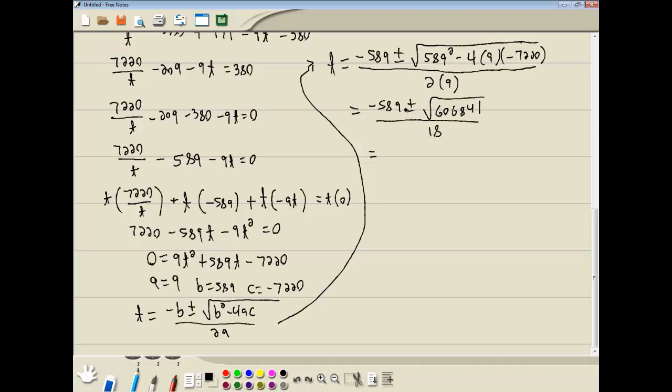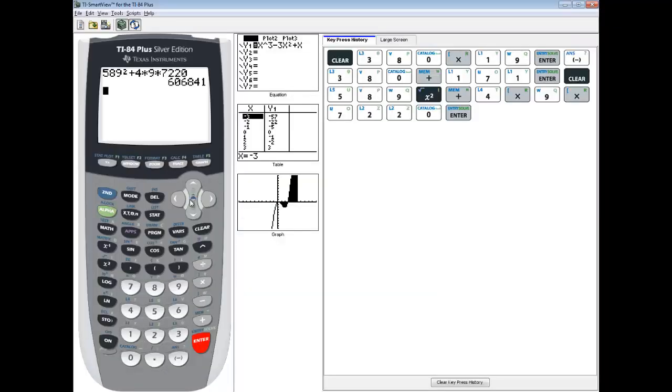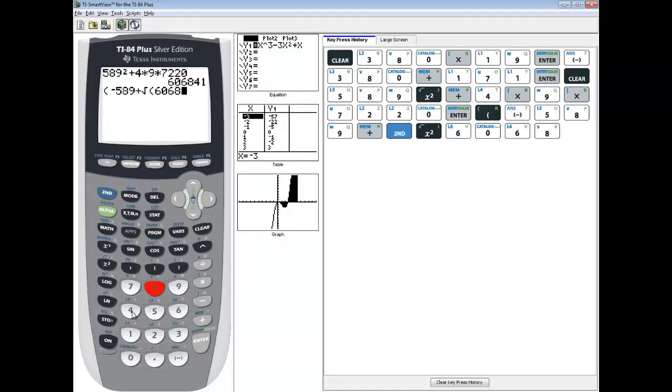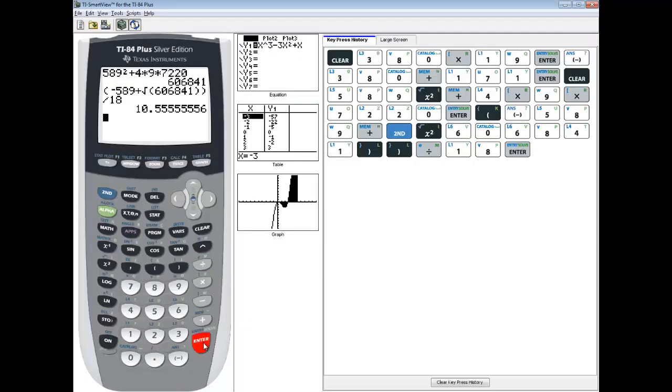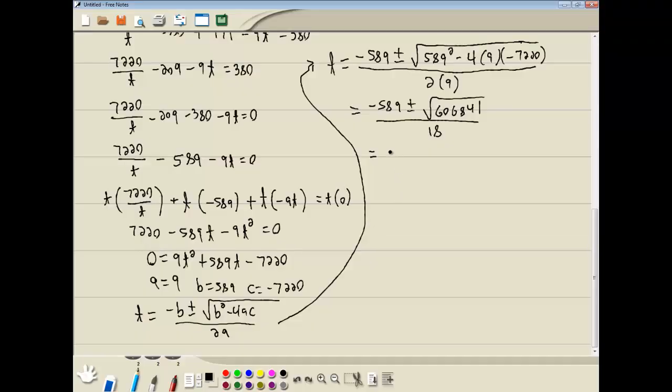Now the minus doesn't make any sense because that ended up giving us a negative. So we'll work with just the positive. So I'm going to have a beginning parentheses, negative 589 plus the square root of 606,841, closing parentheses on the square root, closing parentheses on the top part, divided by 18. Enter. And that gives us 10.55. Bunch of fives forever, looks like.